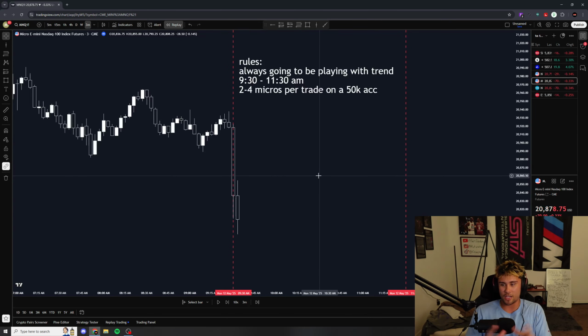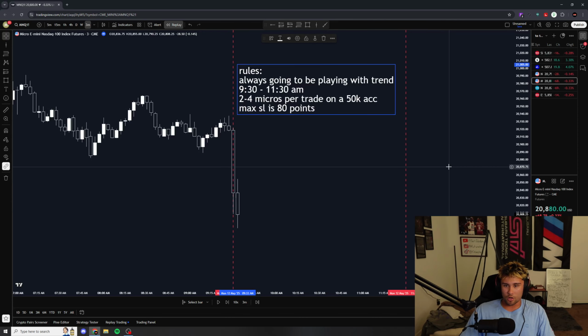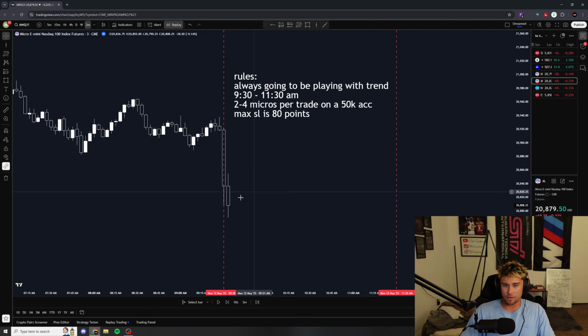This is kind of a shorter TP and SL. Your pretty much maximum SL is going to be 80 points. I don't take any trade if the SL is over 80 points. And they are going to also have 2 TPs, which is going to be a 1-to-1, but I'm going to show you how to do that in a second.